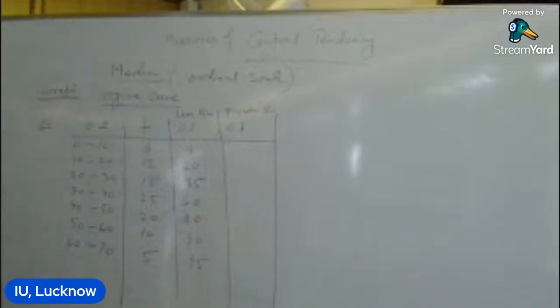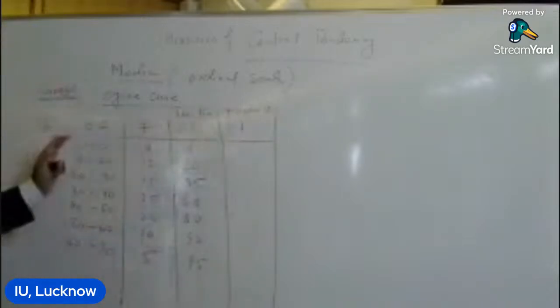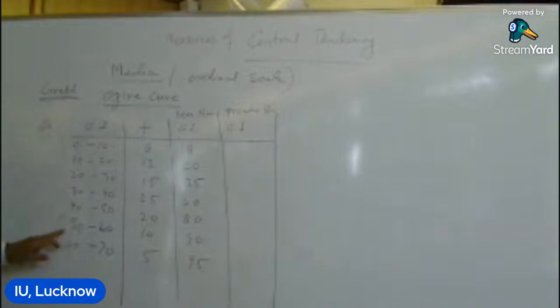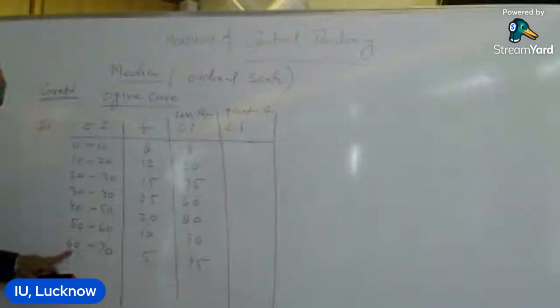Similarly, the greater than type cumulative frequency: greater than is for what? For the lower limit of the class interval. So greater than 0. What will be the frequency? Greater than 0 means all of these come into greater than. Greater than 10, greater than 20, greater than 30, 40, 50, 60. So the easiest way is to find the greater than type cumulative frequency from below. So first find the value greater than 60. The value is 5.